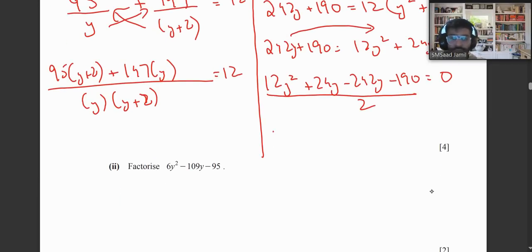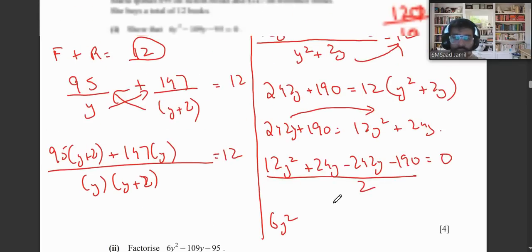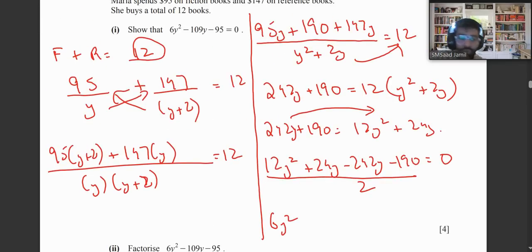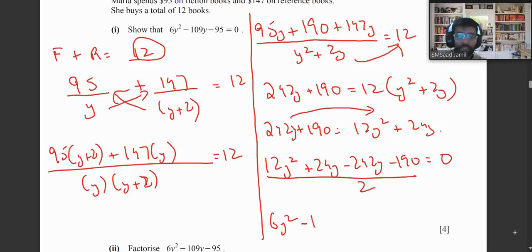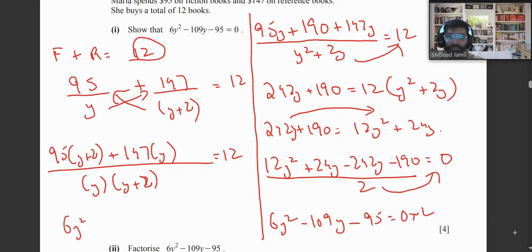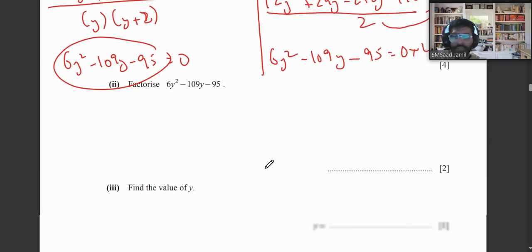So this becomes 6y square. Also, what is 24 minus 242 divided by 2? So we get minus 109y, minus 190 divided by 2 is 95, is equals to 0 multiplied by 2. That 2 went up there. So we have shown, look, 6y square minus 109y minus 95 is equals to 0. Shown. Now it says factorize.